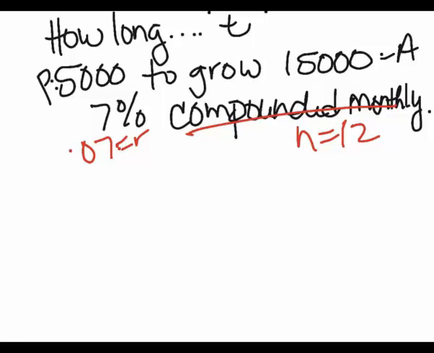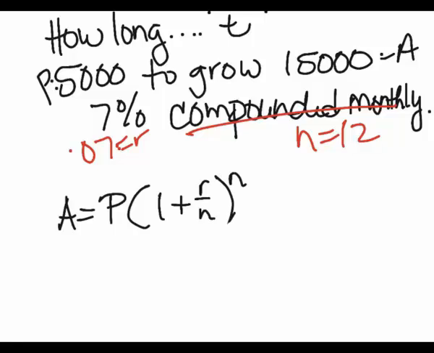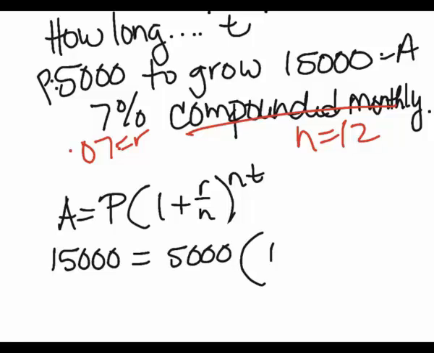So I know that my formula is going to be A equals P times 1 plus r over n, to the nt power, right? If I fill everything in, I get 15,000 equals 5,000 times 1 plus 0.07 divided by 12, raised to the 12t power. Okay?